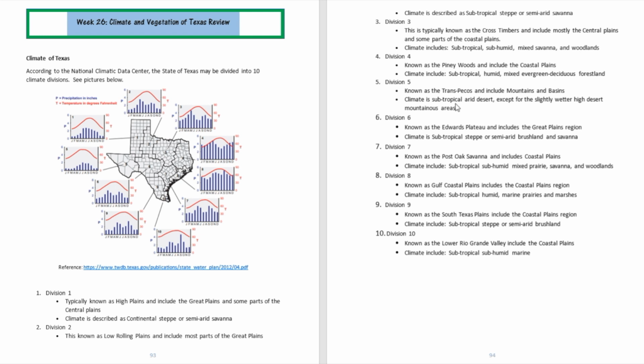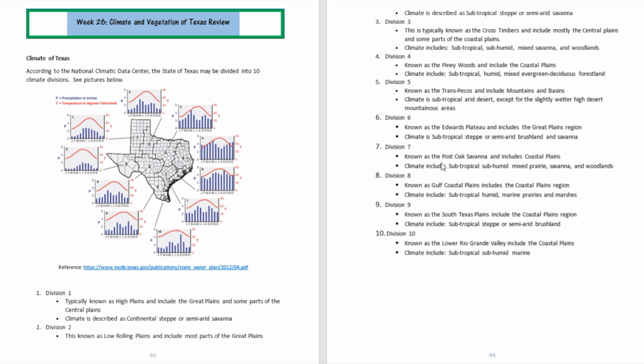Division number 5 is known as the Trans-Pecos, and it includes mountains and basins. Climate is typically subtropical arid desert, except for the slightly wetter high desert mountainous areas. Division number 6 is going to be known as Edwards Plateau, and it includes the Great Plains region. The climate is pretty subtropical and semi-arid bushland and savanna.